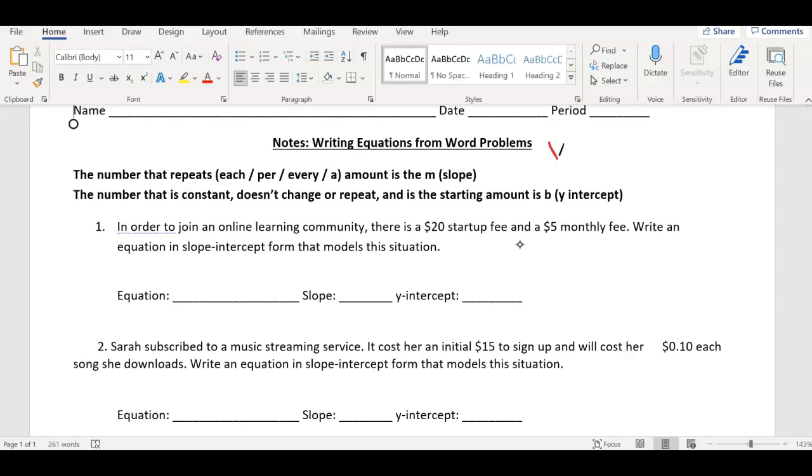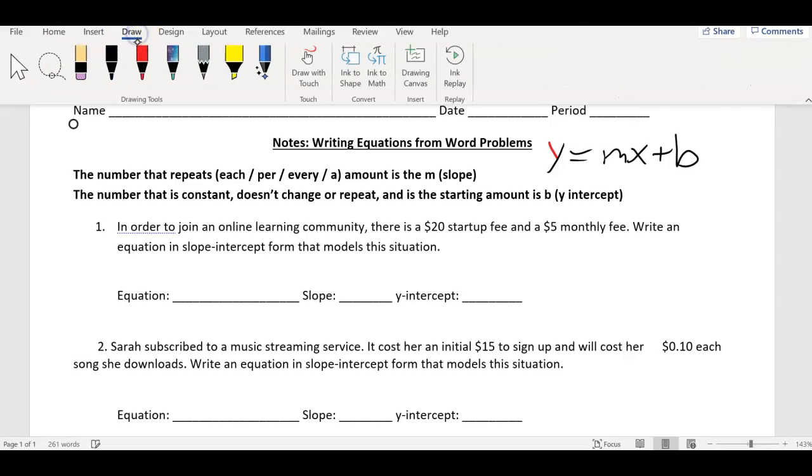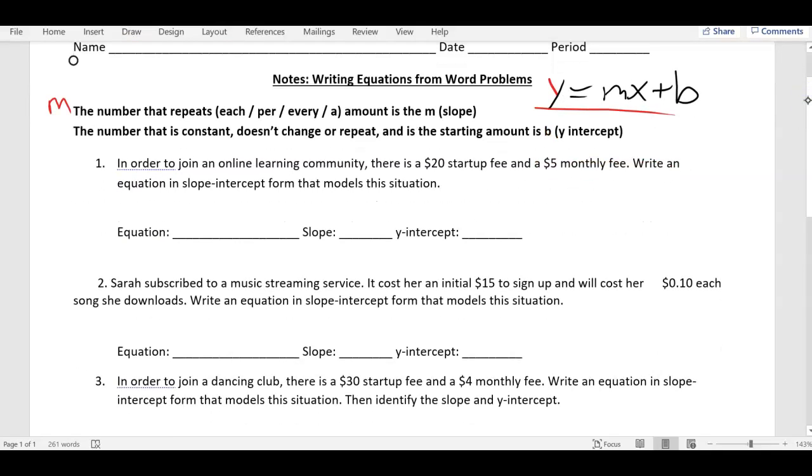When you're doing this, you're doing a y equals mx plus b situation. Here's the deal. We want to know what m is, the number that repeats. It has a repeating word: each, per, every, a. When something happens over and over again, the changing amount is called the slope. That's your m. So you look for these keywords.